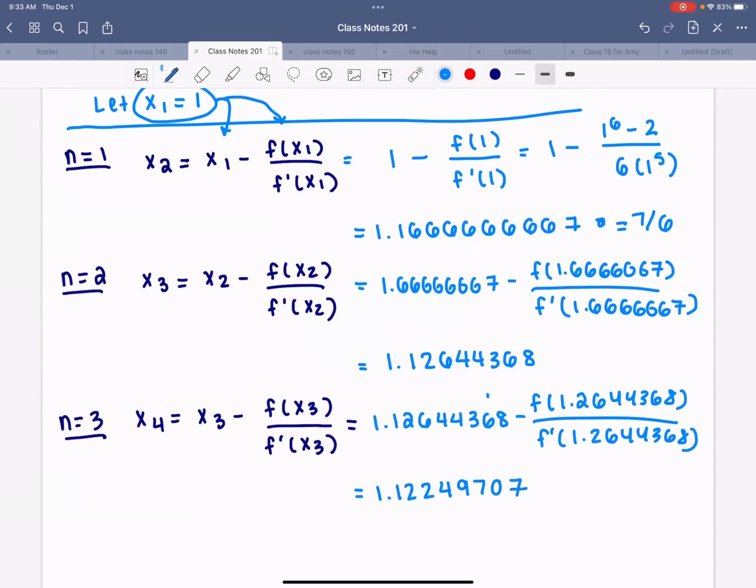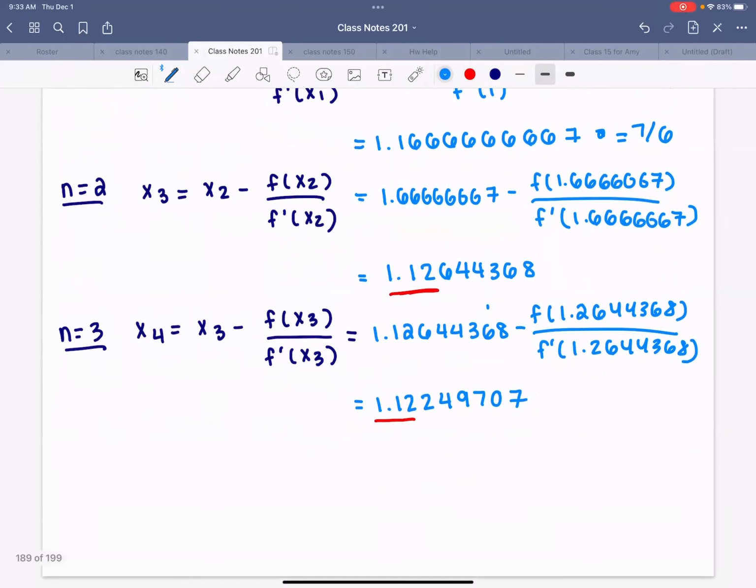1.12249707. Okay. And now we're at a point where I'm pretty confident about the first 2 decimal places, right? We have 1.12 repeated, so I know that that's about right. I know that 1.12 is pretty close to the answer of that equation.